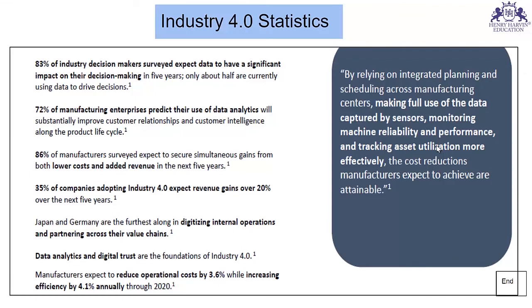So we saw which type of industries are ready for the new Industry 4 revolution. We saw the pillars behind Industry 4, and we saw what kind of benefits we are acquiring from Industry 4. This is a small statistic which has been found after Industry 4 has affected positively. We saw that 83% of industry decision makers surveyed expected data to have a significant impact on their decision making in 5 years. Not only half are currently using data to drive decisions. We see a lot of data revolutions taking place, and they are evolving to a matured model where it's more of a data-driven approach, not an experience-based approach.